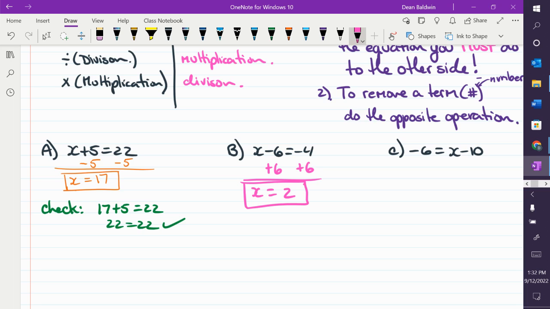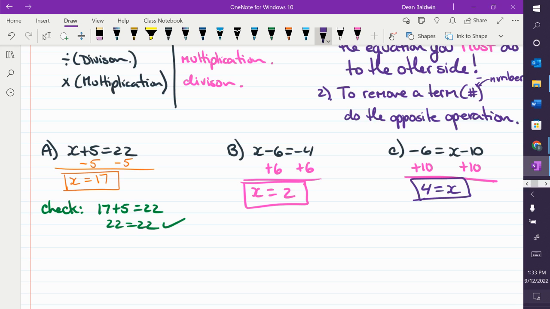All right, C. X is on the other side. Doesn't matter. So you need the variable or the x by itself. So I need to get rid of this minus 10. How do I get rid of the minus 10? You add 10 to both sides. What's negative 6 plus 10? Negative 6 plus 10? Positive 4.